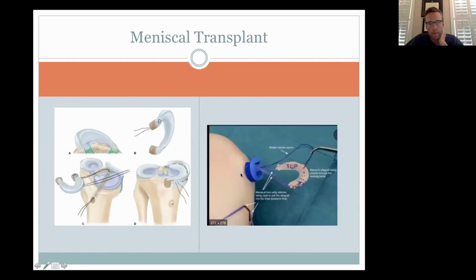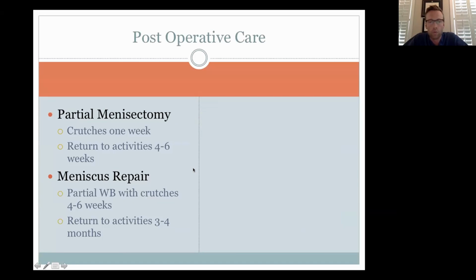And lastly, this is what it looks like if you did a meniscal transplant. And so this is a cadaver meniscus going in again through an arthroscopic portal and going in and basically taking the place of a meniscus that's completely gone. So last few slides here, but these are some of the main differences, and these are some of the things that we would talk about early on and make sure that you as the patient completely understand, because the rehab and the recovery is vastly different.